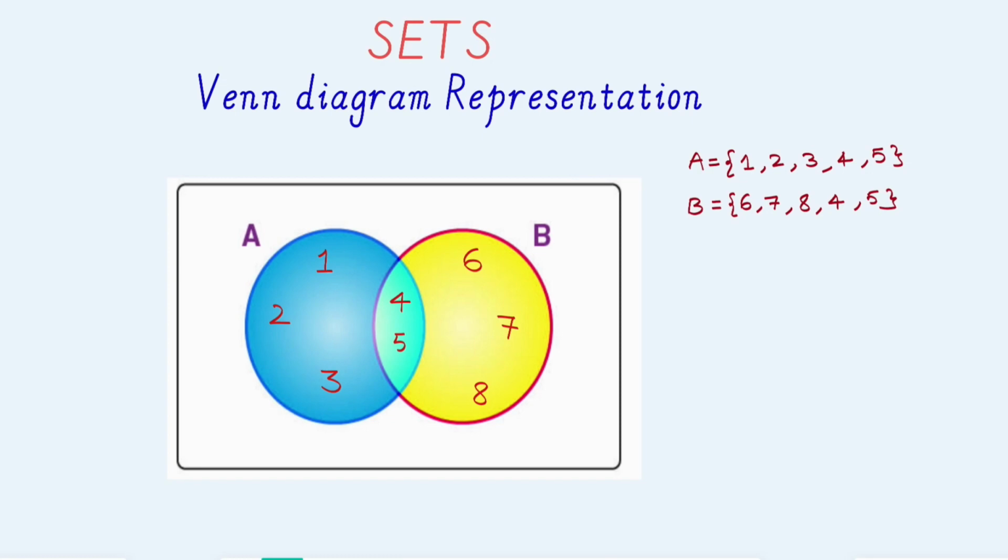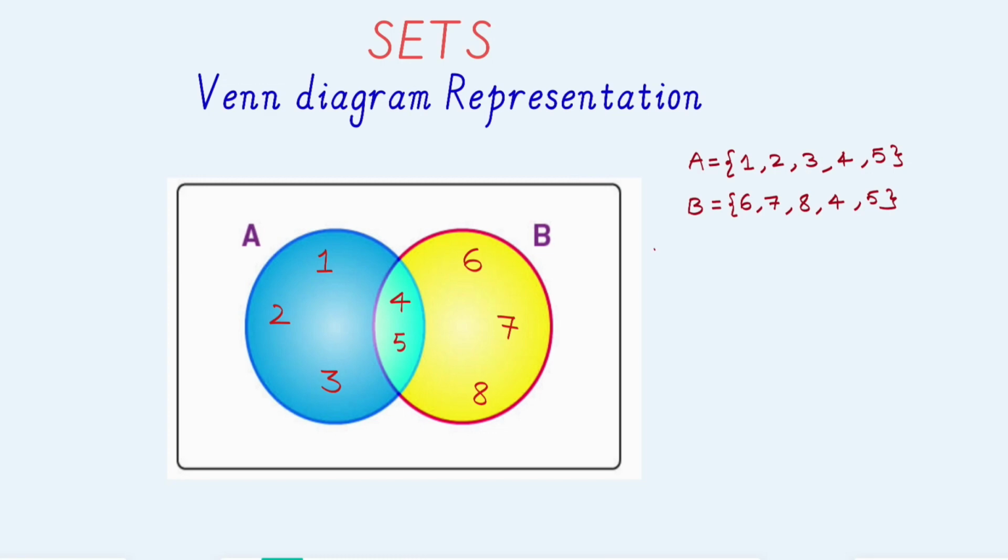There is no importance to the order of the elements. Any number you can write first, any number you can write later. There is no importance to the order. So that is B, the elements of B. Now we have written the elements of A and the elements of B.